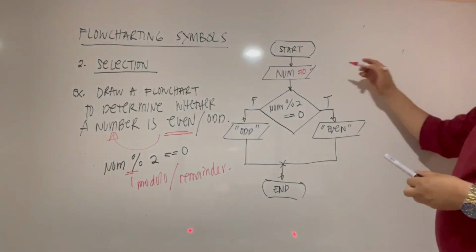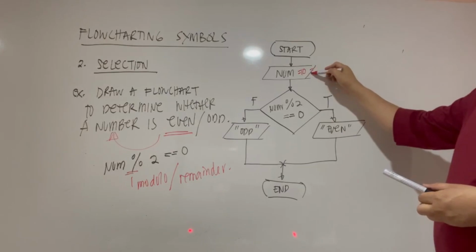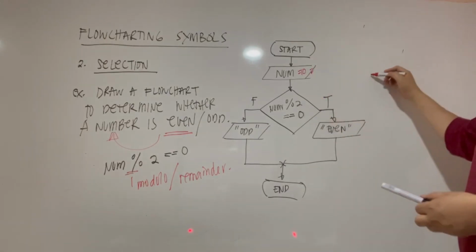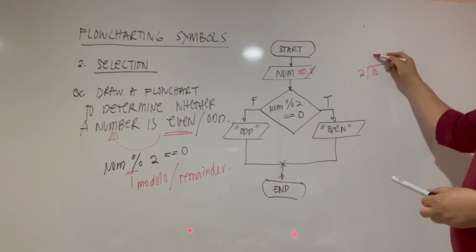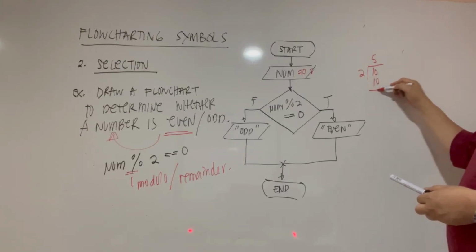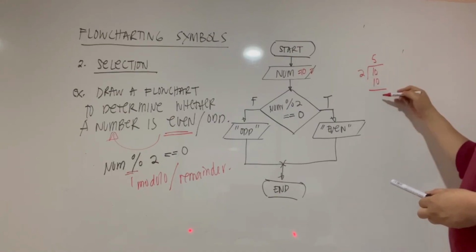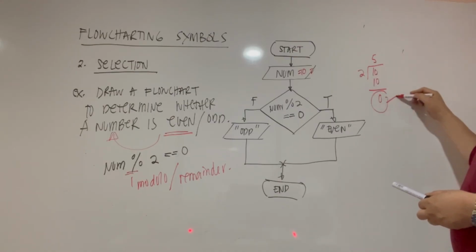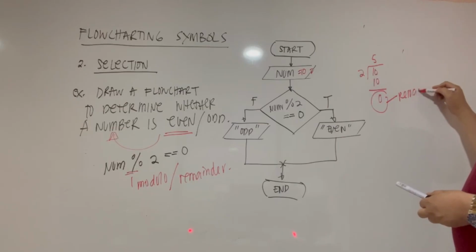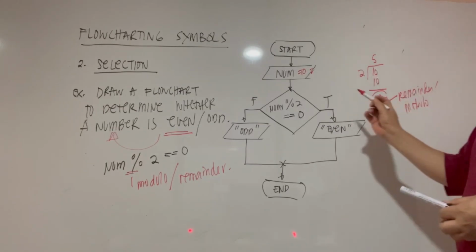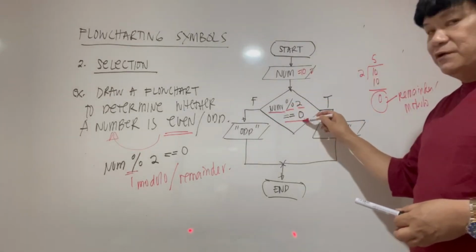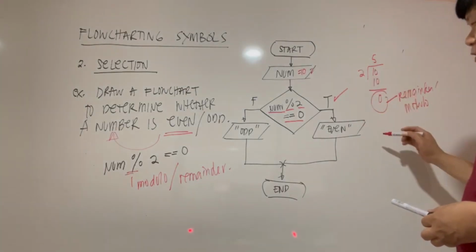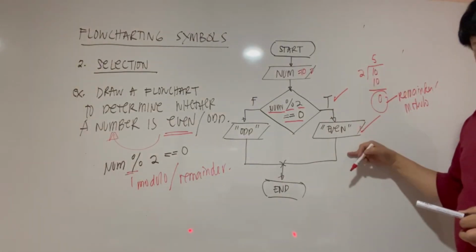Okay, so let us simulate. For example, if the number is 10, so you get the modulo. So 10 divided by 2, that is 5, because 5 times 2 is equal to 10. This is 0. So 0, as you can see, is the remainder or the modulo. So num modulo of 2, is it equal to 0? The answer is true. So therefore, we output the word even.